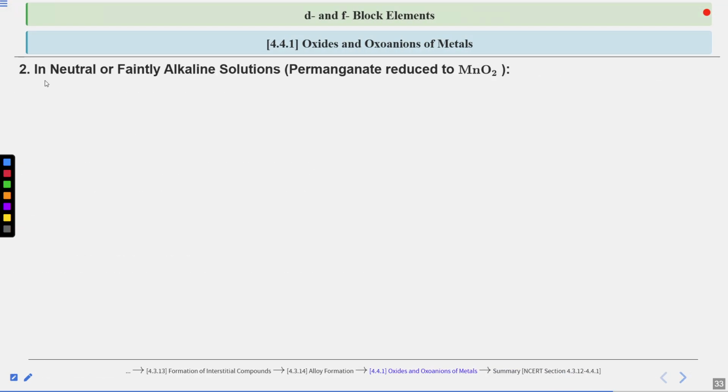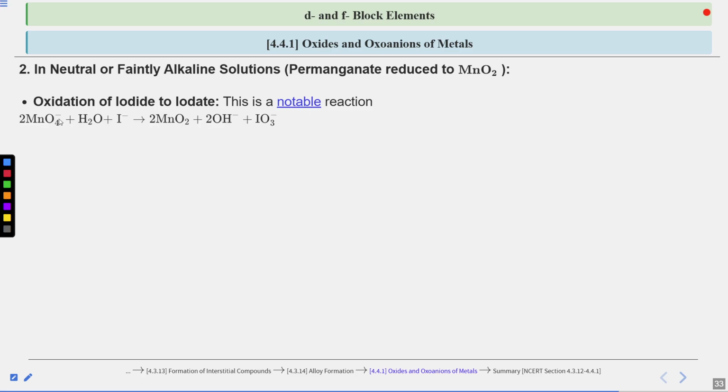Second is in neutral or faintly alkaline solution, where permanganate is reduced to MnO2. It includes the oxidation of iodide to iodate. This is a notable reaction. So MnO4 minus reacts with water and the iodide ion converts to iodate, IO3 negative, and permanganate is reduced to MnO2.